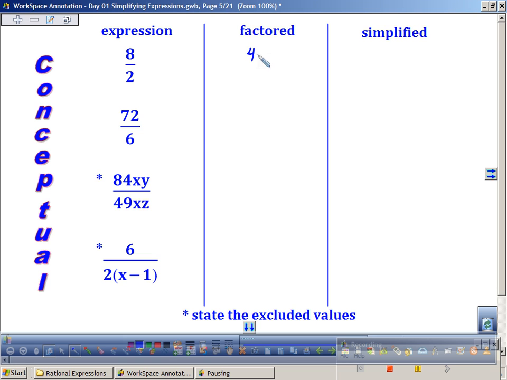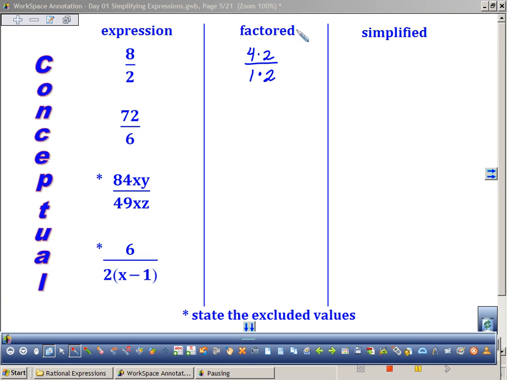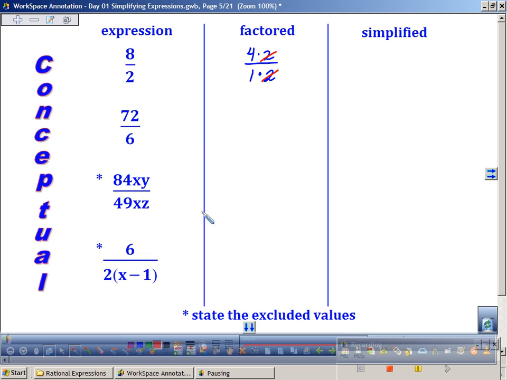4 times 2, because I have a 2 in the denominator. Or, some like to say, a 1 times 2 in the denominator. When I do that, why can I cancel the 2 and the 2? Because they're common. Okay. Anybody else have a different explanation? Because they're the same in the numerator and the denominator. Good. There's a specific reason why.